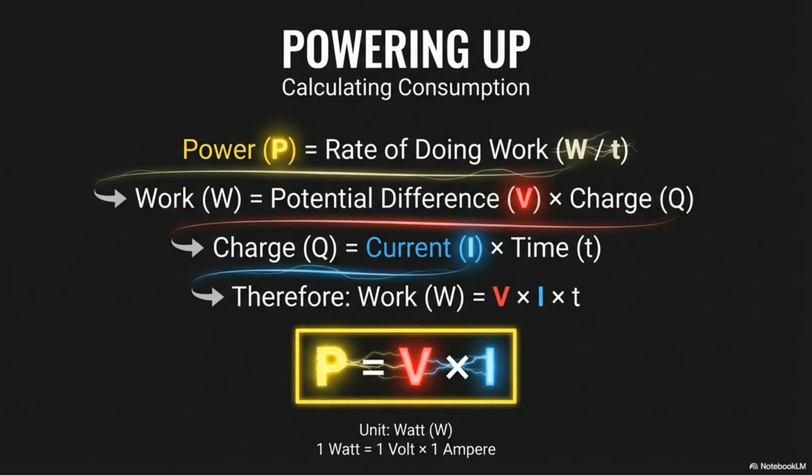Power P is the rate of doing work. By substituting the definitions of work and charge, we derive the fundamental power formula. Power equals voltage times current. P equals V times I. Power is measured in watts, W.